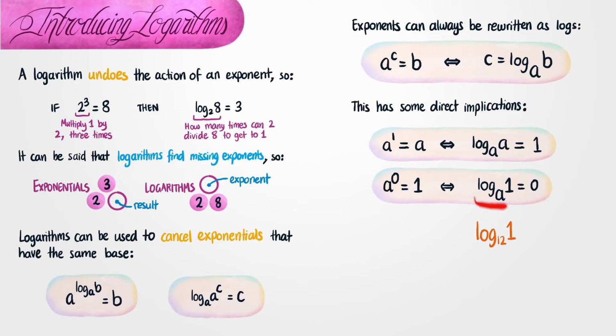This is also quite easy to justify with an example. So if we have the log base 12 of 1, we're asking how many times do we need to divide 1 by 12 to get the number 1? Well, we already have the number 1, so we don't need to divide the number 1 by 12. So since we need to divide the number 1 0 times to get to the number 1, then the log base 12 of 1 must be the same thing as the number 0.